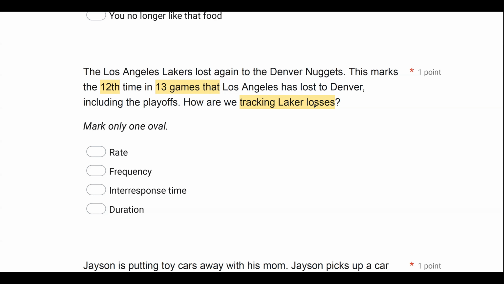12 is our frequency. How are we tracking losses? We're counting them. We counted 12 losses. We used frequency. Very straightforward. Into response time. We're not counting time in between losses or in between responses. And then duration. We're not tracking how long each game took or how long each loss took. We're simply just counting up the number of losses the Lakers have. And we counted 12. We used frequency.